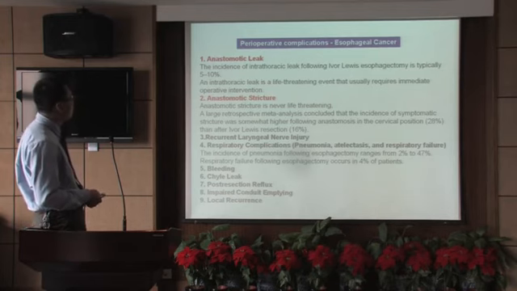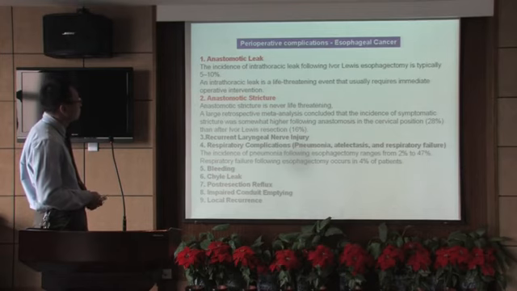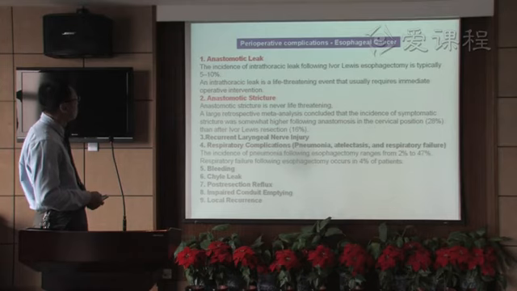A large retrospective meta-analysis concludes that the incidence of symptomatic stricture was somewhat higher following anastomosis in the cervical position, at 28%, than after Ivor-Lewis resection, at 16%. Three is recurrent laryngeal nerve injury. And four, respiratory complications.